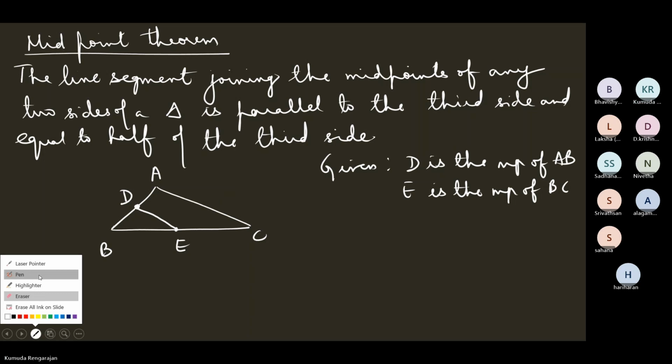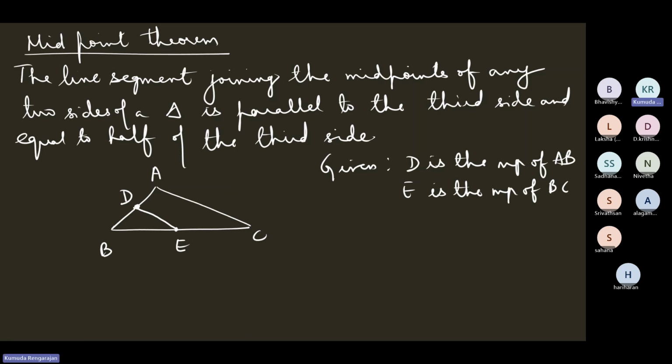See, we're given that D is the midpoint of AB. The three sides of this triangle are AB, BC, and AC. It's given that D is the midpoint of AB, E is the midpoint of BC. So if this is given to us, then DE is parallel to the third side, and the length of DE will be equal to half the length of the third side AC. The third side is that side on which we don't have the midpoints.